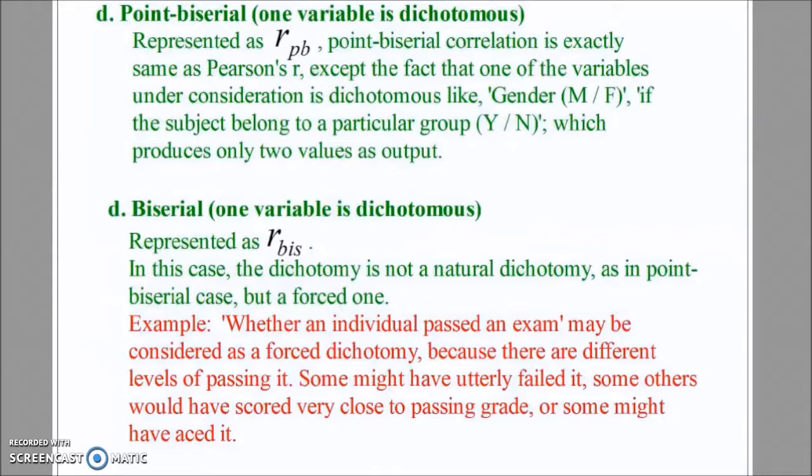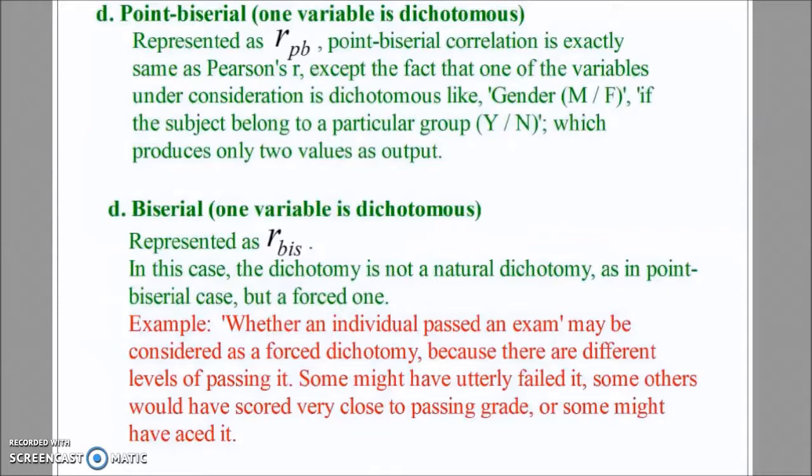But in biserial, your dichotomous is an artificial dichotomous or forced dichotomy. It means, let's say, if you want to make a category of pass and fail, that is a dichotomous, right? But pass and fail depends on what my cutoff is. I can make my cutoff to be 70%. So anything above 70% is pass, anything below 70% is fail. But in another case, it could be 60%. So it is not a natural dichotomy, but it is actually a forced one.